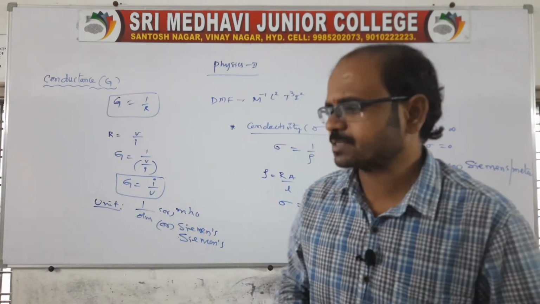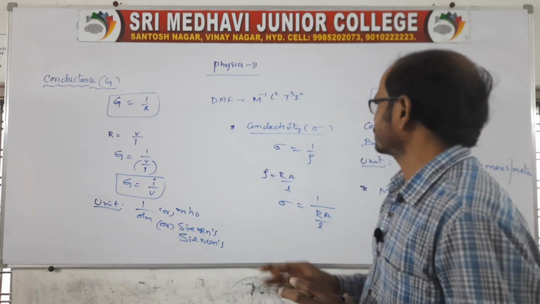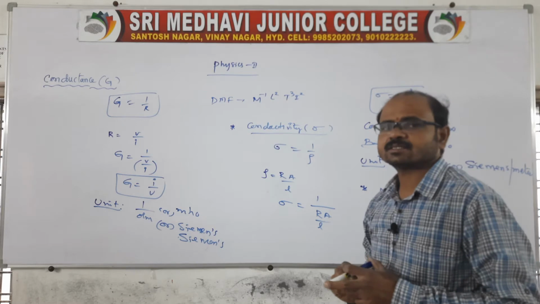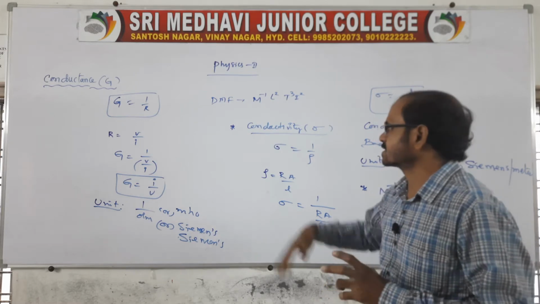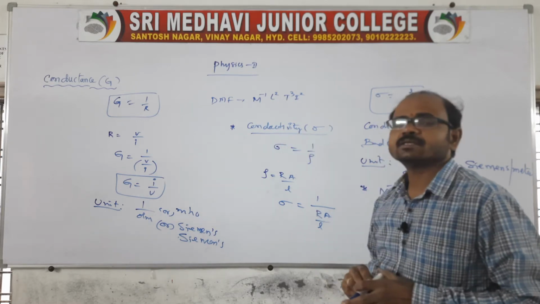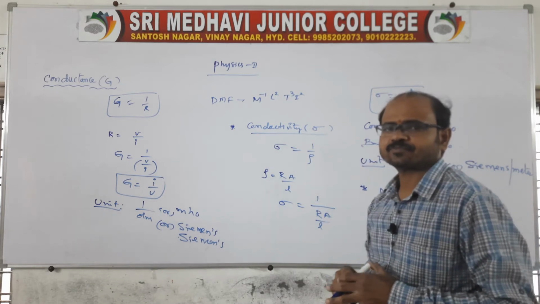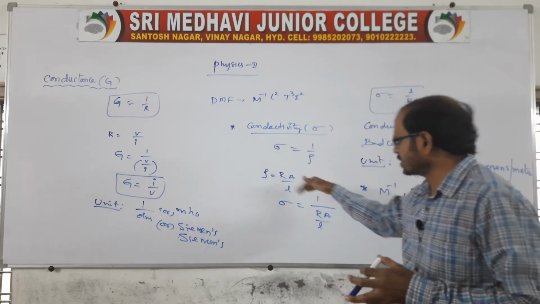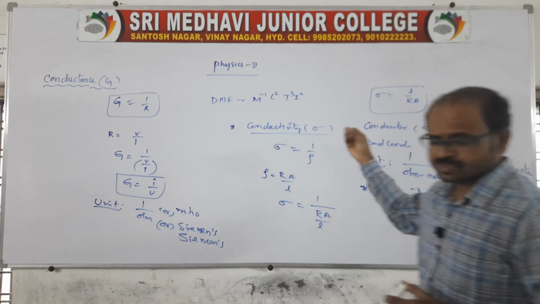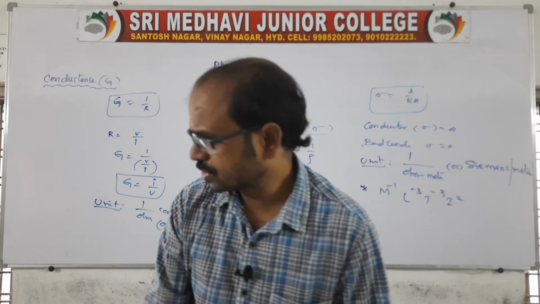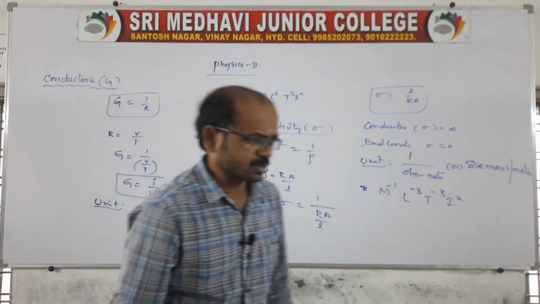So this is about conductivity. There are two terms: conductance and conductivity. Conductance is the reciprocal of resistance. Conductivity is sigma, the reciprocal of resistivity. Whatever the resistivity is, you write in the reverse order, which we call conductivity. Clear now? Now let us move to the problems.